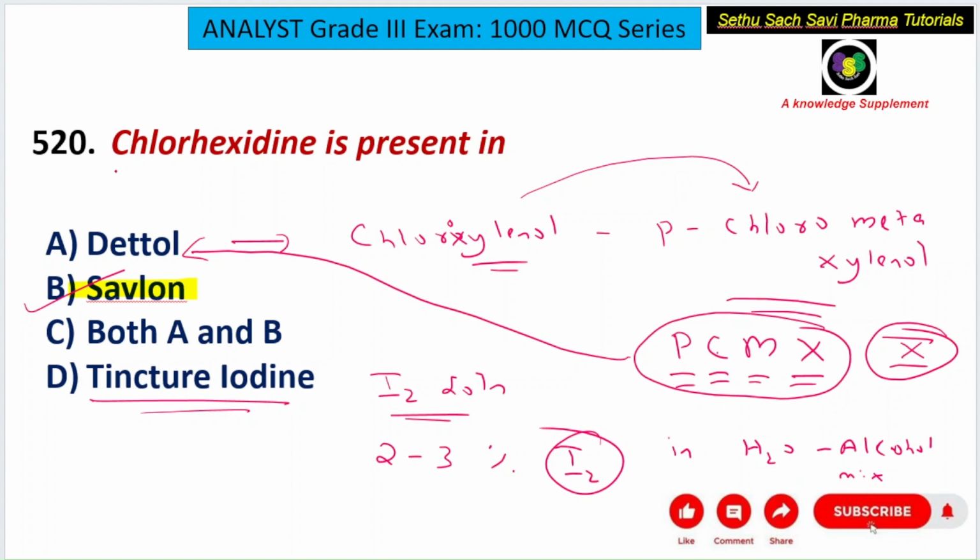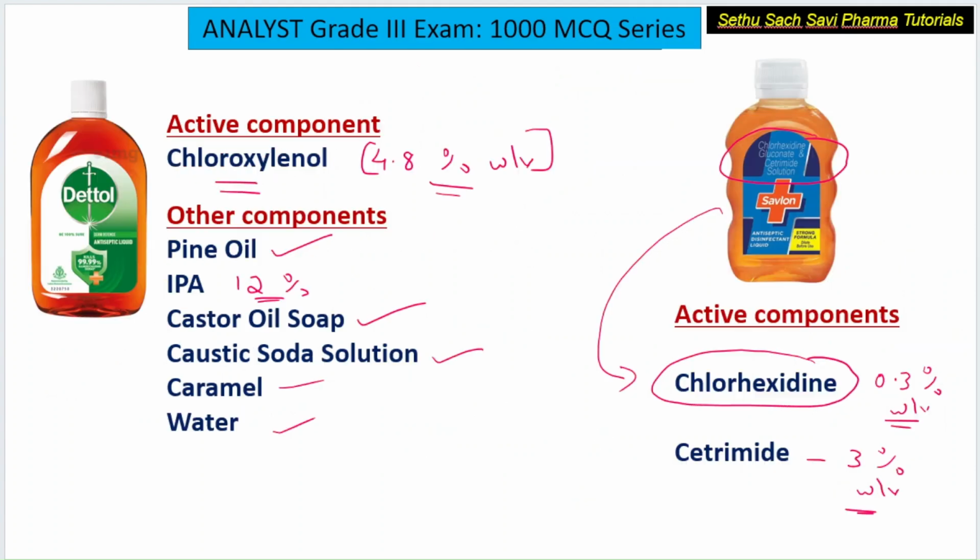So here the question was chlorhexidine, which is present in Savlon. Now there can also be a question: what is chlorhexidine chemically? Just remember this: it is a biguanide derivative. It contains two guanide groups. So it is basically a biguanide derivative, and this percentage is also very important for chloroxylenol and chlorhexidine. So you can remember that.